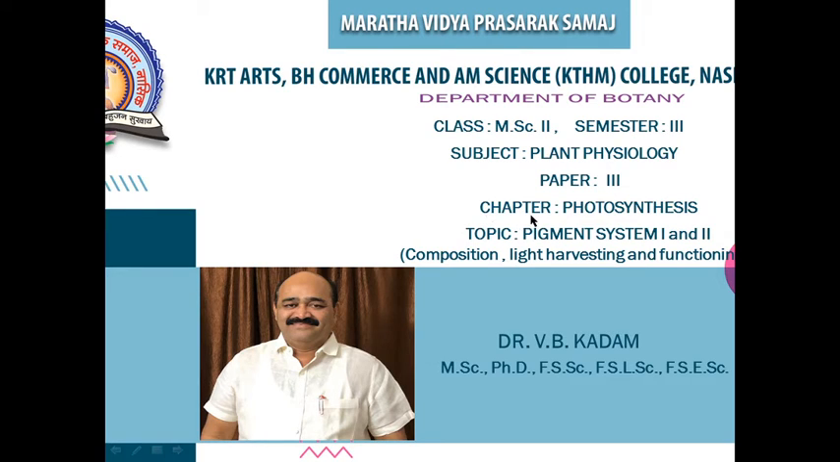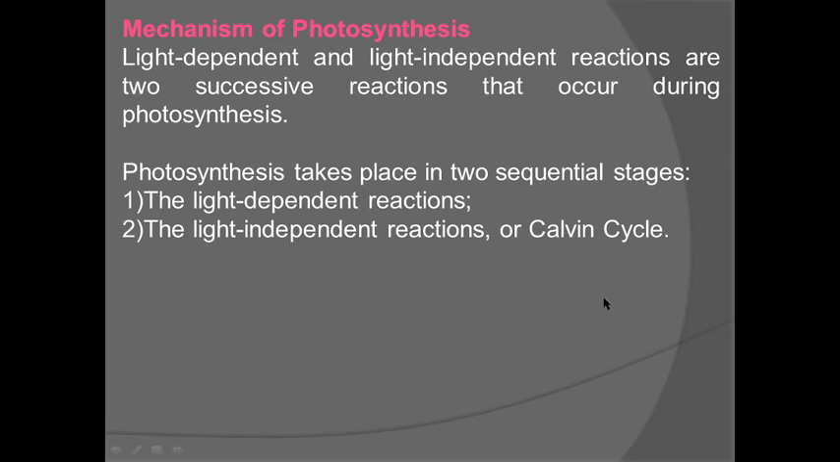Today we are going to learn the chapter Photosynthesis, and the topic is Pigment System first and Pigment System second, its composition, light harvesting mechanism, and functioning of pigment system first and pigment system second. That means the initial stage of photosynthesis. Mechanism of photosynthesis.